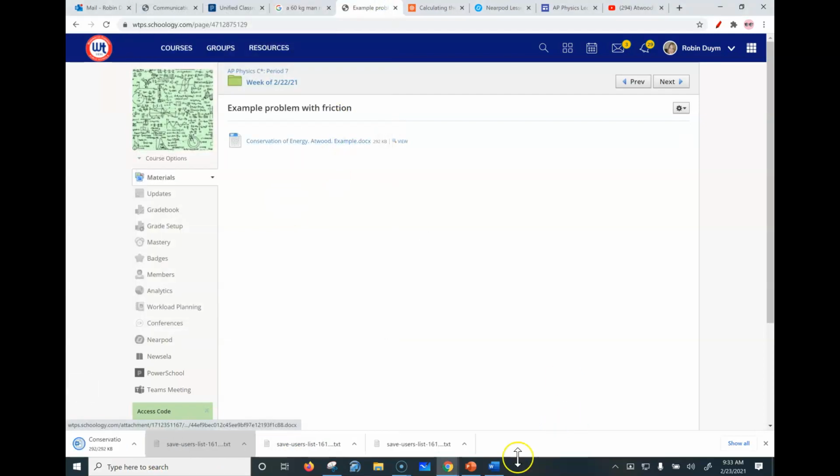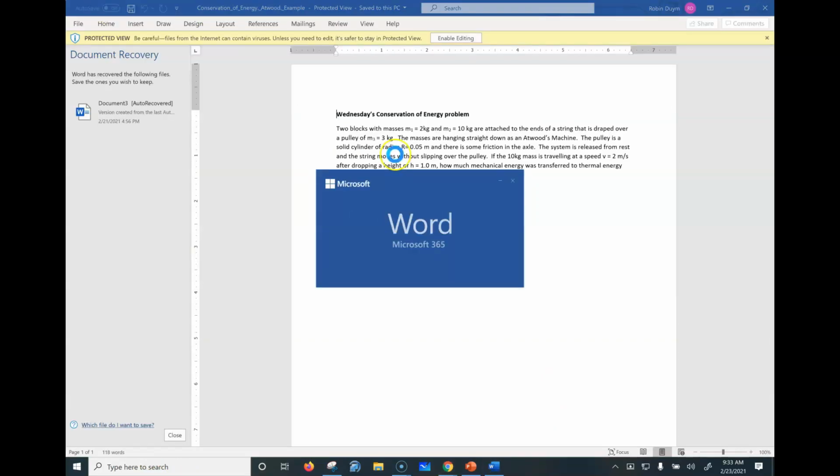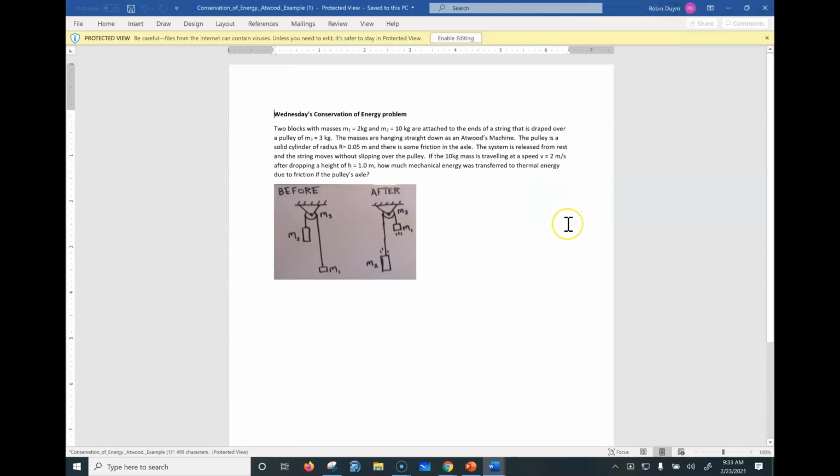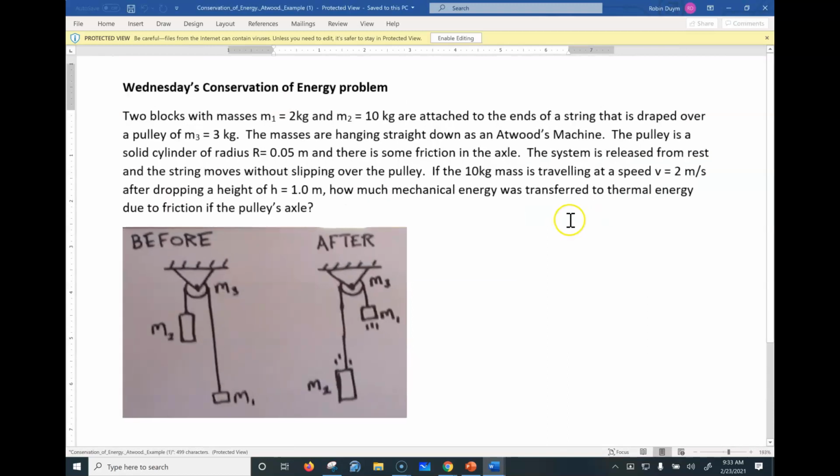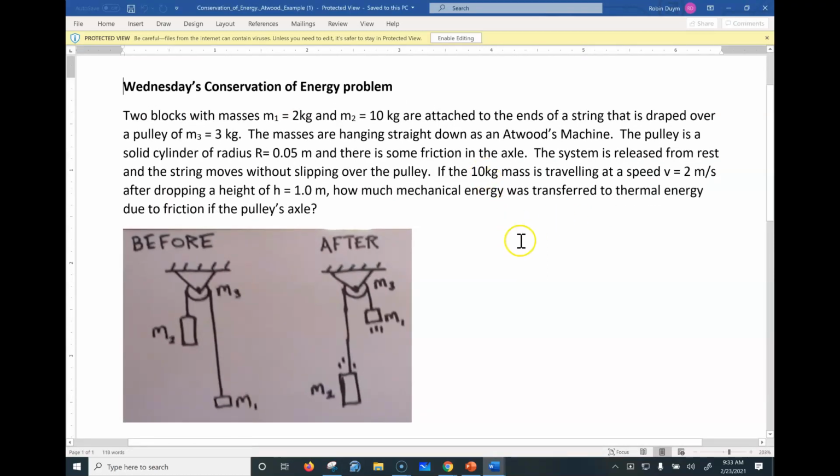This guy, I don't know why he didn't open. Anyway, this one will be fun. Yeah, so we're going to look at how much mechanical energy is transferred to thermal energy due to friction. So that's important.